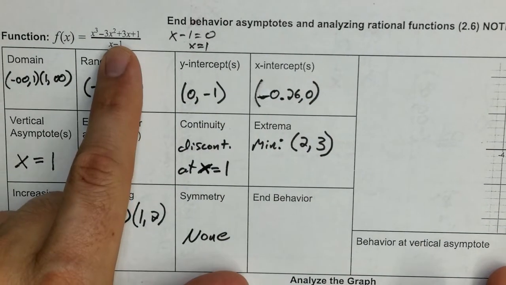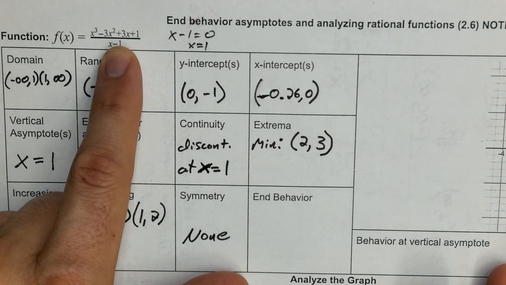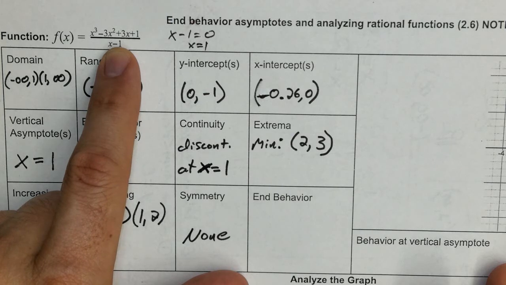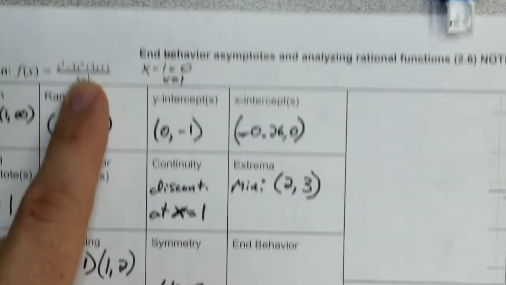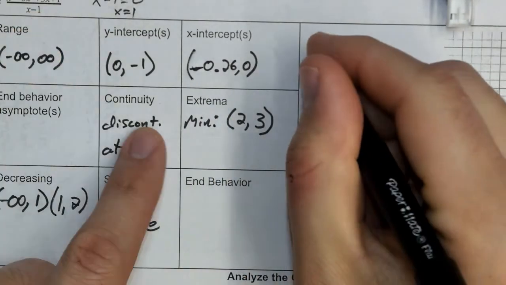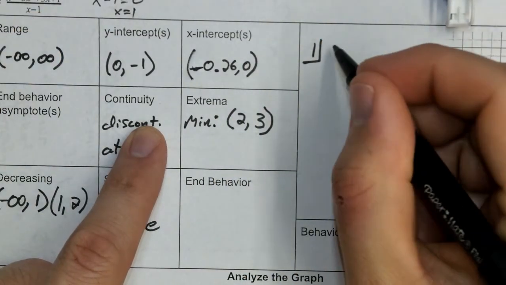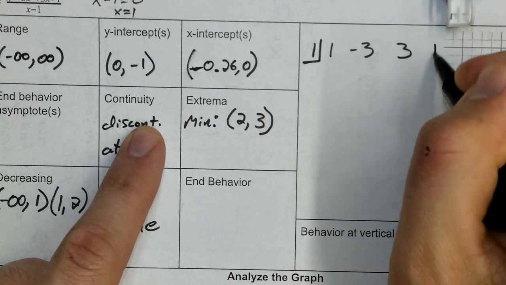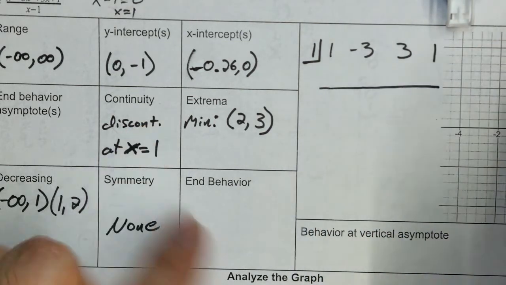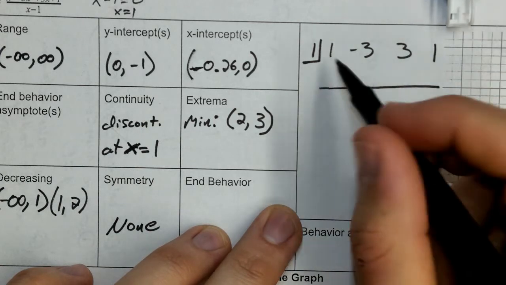So I'm going to take x cubed minus 3x squared plus 3x plus 1 and divide it by x minus 1. Because I'm dividing by just x minus 1, I can use synthetic division. So I'm going to write 1 in the box, list out the coefficients, 1, negative 3, 3, and 1, and do the division.